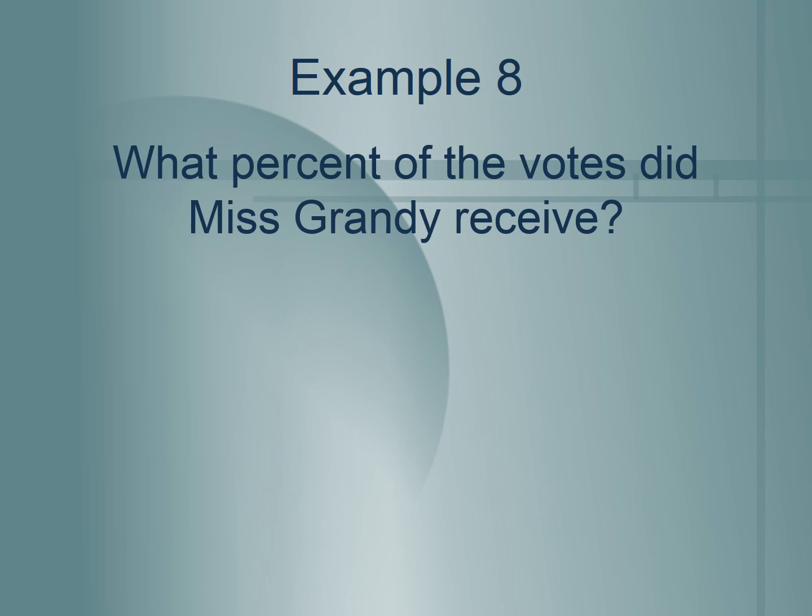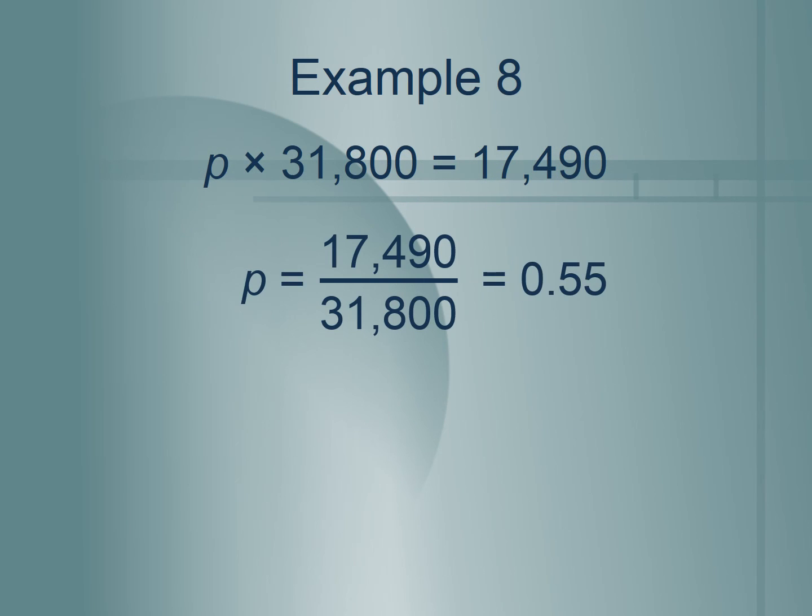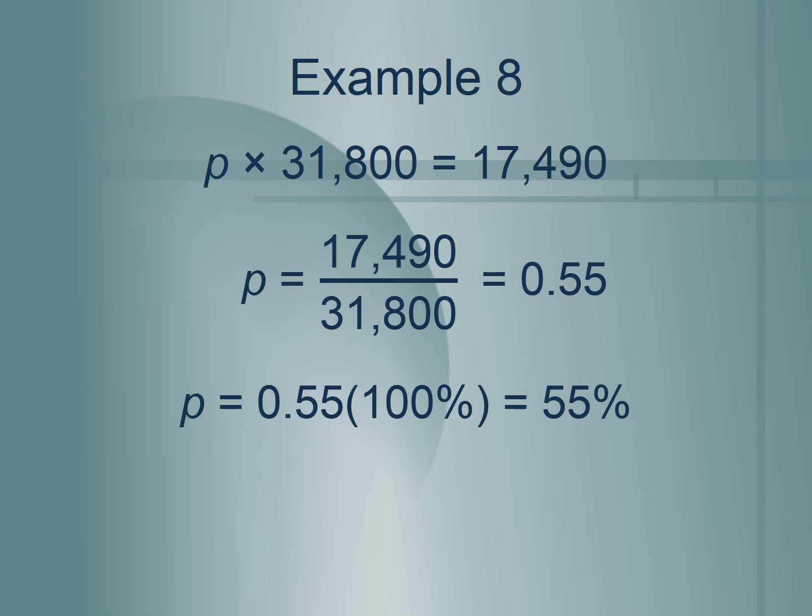Next example, let's say we were looking at an election. We wanted to know if Miss Grandy won the election or not. So we need to know what percent of votes she received. If she received 17,490 votes, and the total number of voters was 31,800, we need to do the equation, what percent of 31,800 is 17,490? If it's more than 50%, then she won the election. So we'll set up our formula, P times 31,800, so the percent of the whole amount equals 17,490, which is what she got. We solve for P, and we get 0.55, and multiply that by 100%, and you get 55%, which means that she got 55% of the votes, which means that she did win the election.